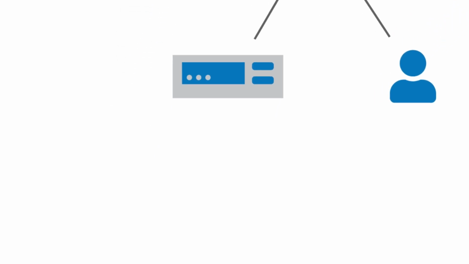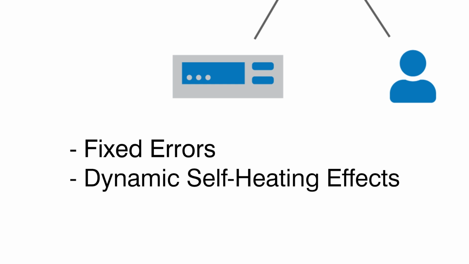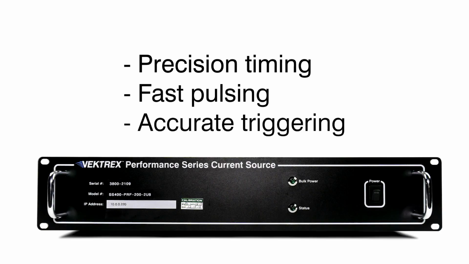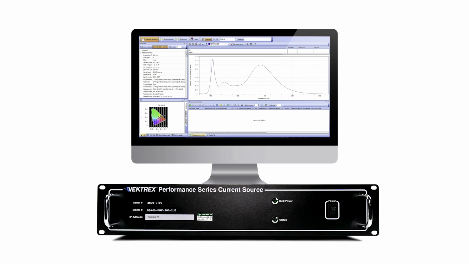One potentially major source of error during testing is the test equipment itself, more specifically the current source you're using. When it comes to current sources, two important things to focus on are fixed errors and dynamic self-heating effects. Use a current source with precision timing, fast pulsing, and accurate triggering to minimize these sources of error, and make sure that every test location is using an identical piece of equipment.